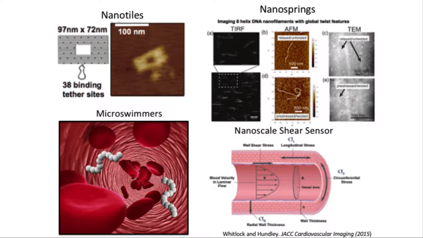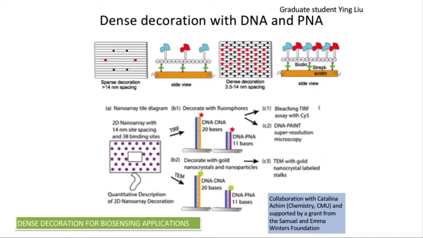The first project was to make a breadboard and decorate it as densely as possible. Can we decorate a breadboard every 7, 6, 3 nanometers and literally make it like a cactus? We work with our R&D team, which is basically the chemistry department at CMU, to develop new technologies to enable dense decoration.